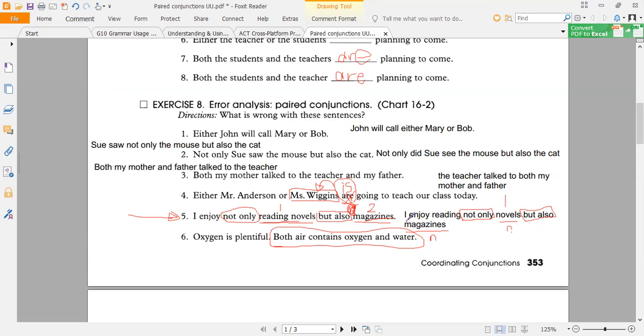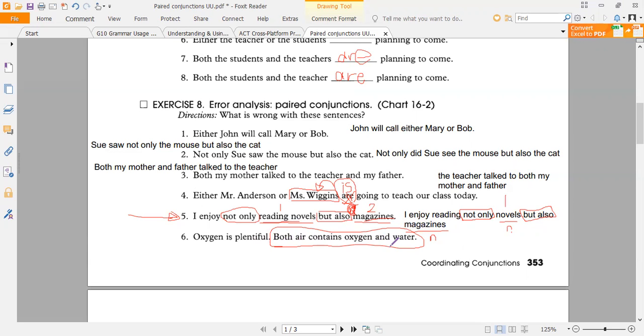It's not well written. The sentence I marked in red is supposed to be a box. Both air contains oxygen and water. Does this sound okay to you? Both air contains oxygen and water? No, no.